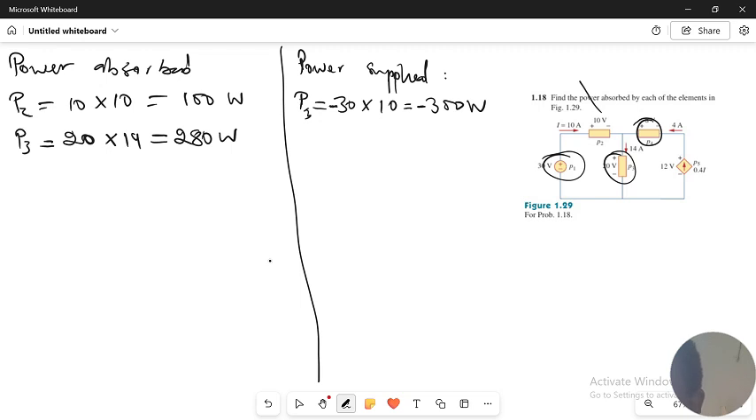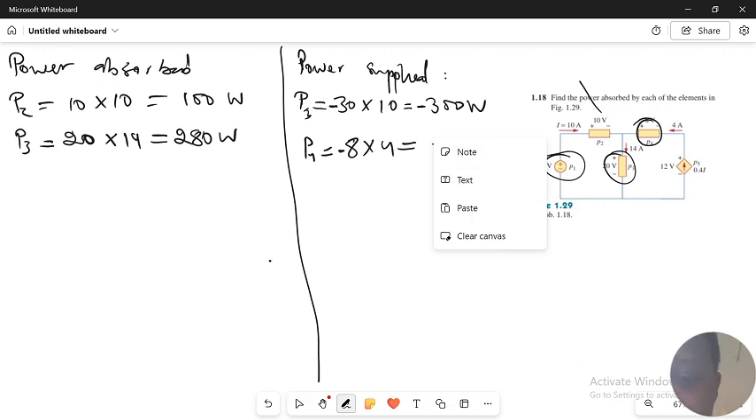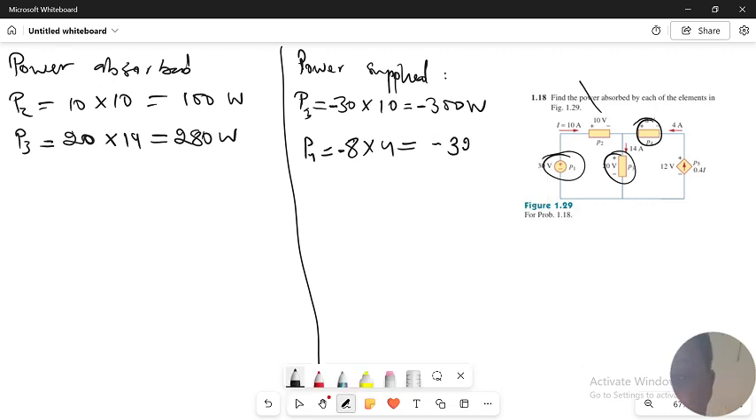Now let me see P4. The current enters the negative terminal and leaves the positive terminal. When current is leaving the positive terminal, it means supply. So I'll have P4 equal to minus 8 multiplied by 4, which is 32. So it's going to be minus 32 watts.